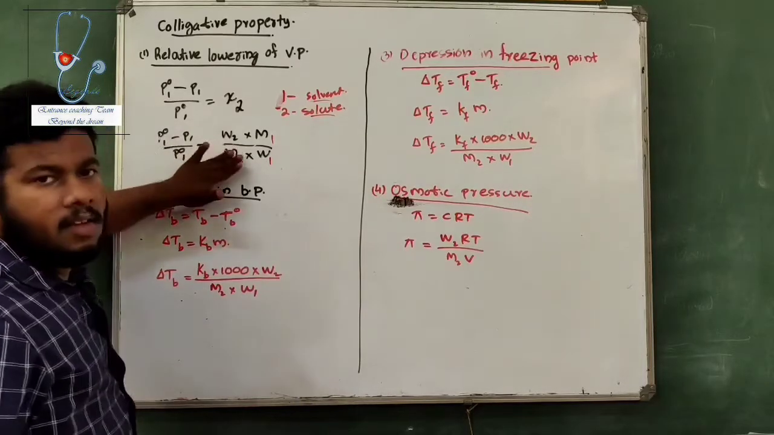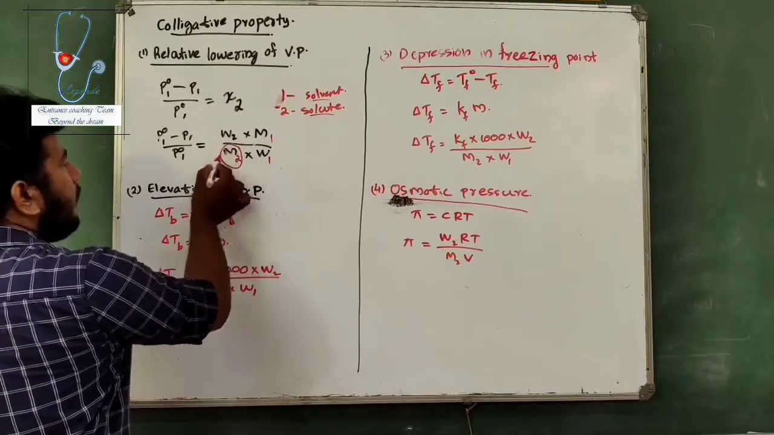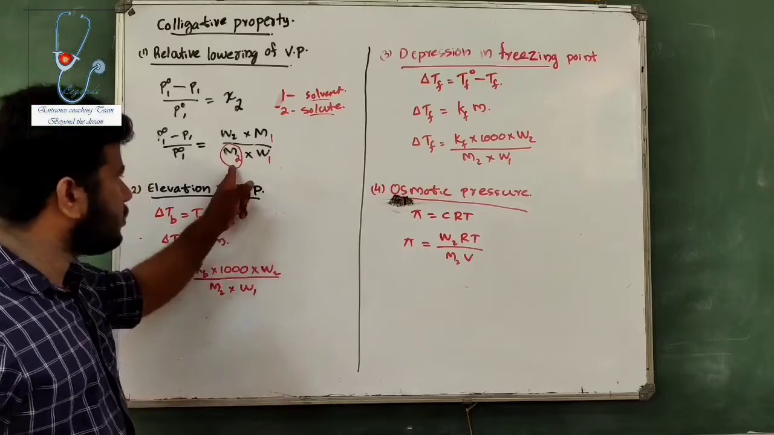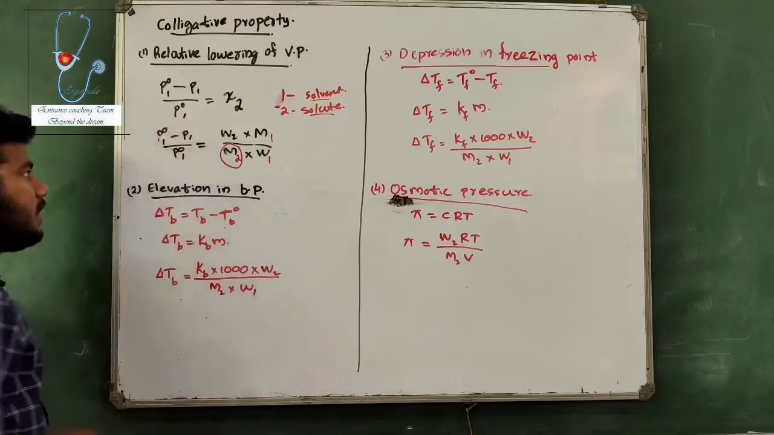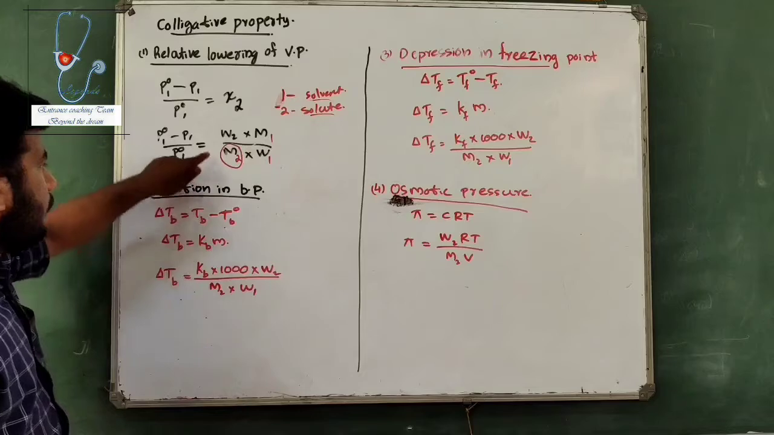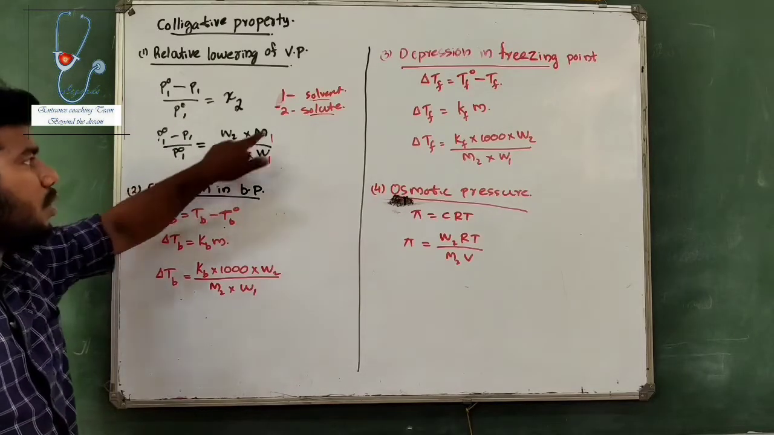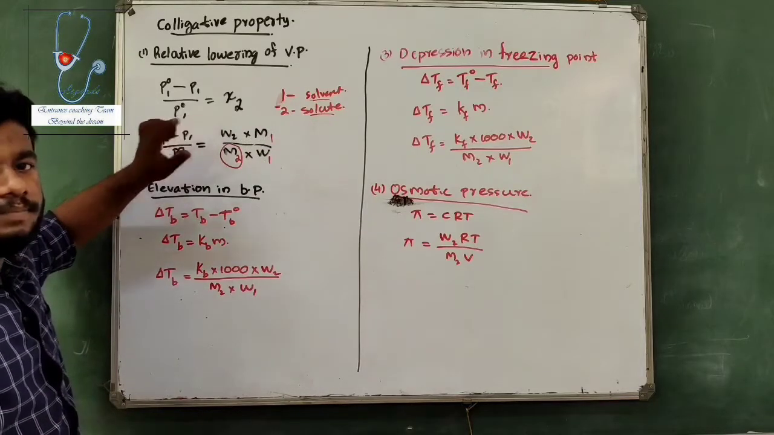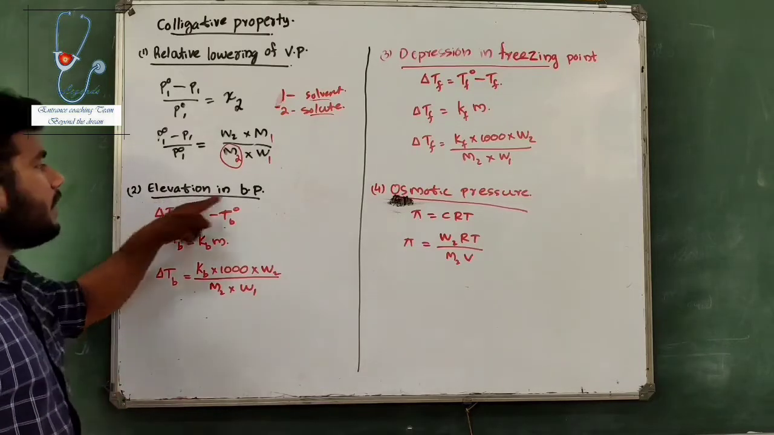Then come to the point. From this we can calculate mass of solute. We can rearrange this equation and then calculate it. We get the relative lowering from the question, then substitute it here and calculate M2, the molecular mass of solute. This is a very good representation. Okay, come to the next topic.